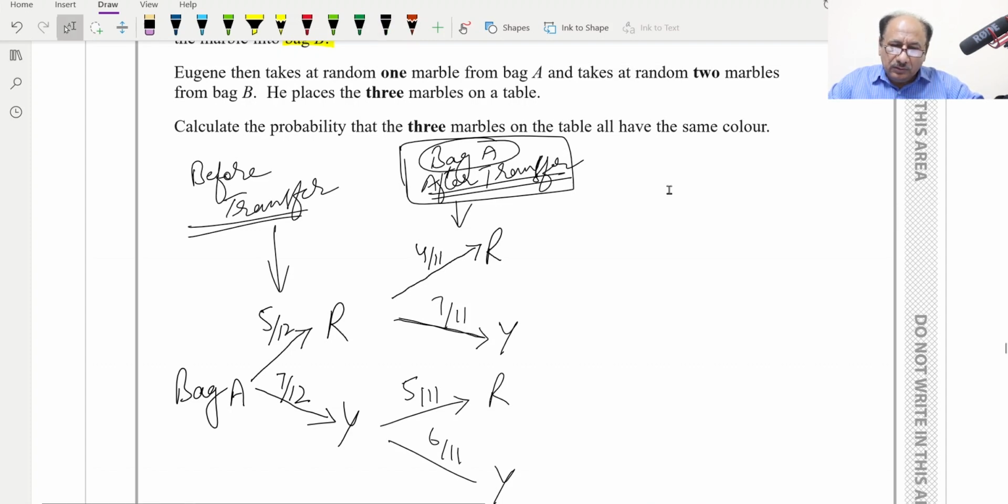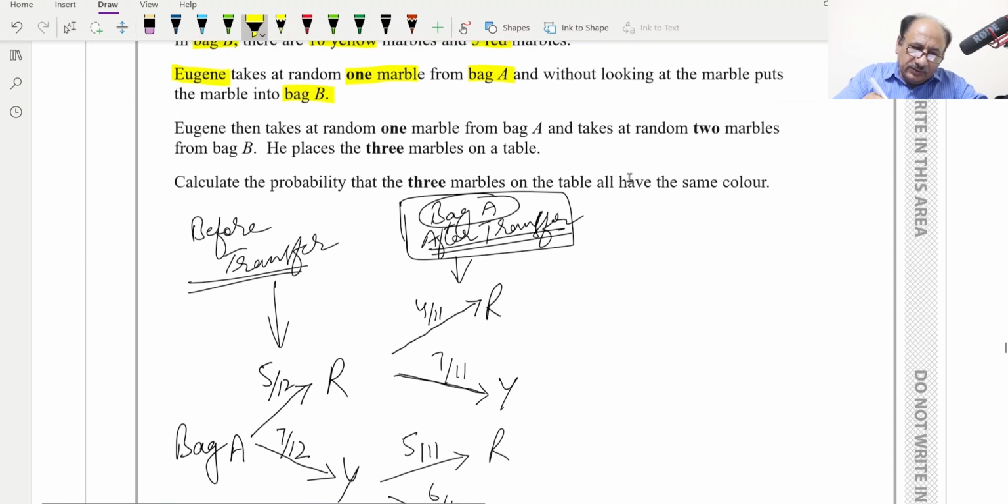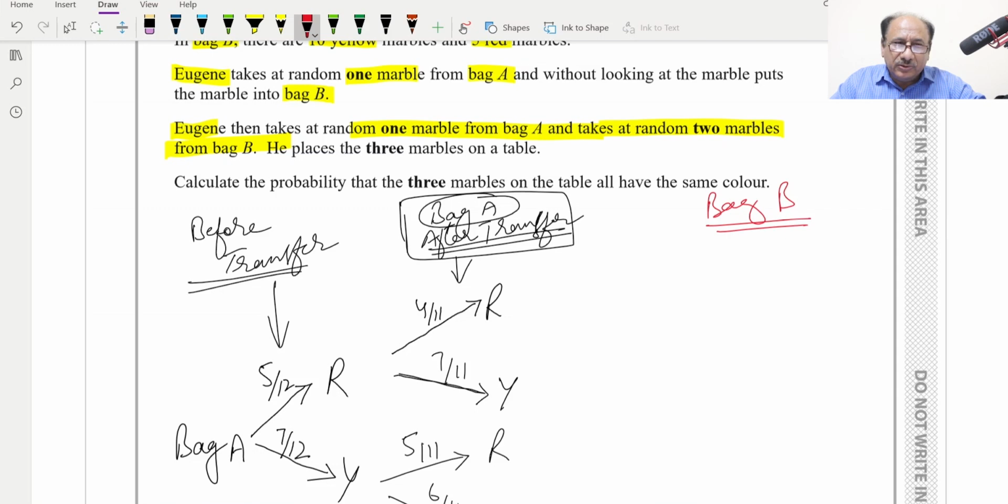Now, in the next portion they are saying the same person then takes at random one marble from A and takes at random two marbles from B. Now for bag B we can write here bag B, and bag B can have two possibilities. Like they are saying, if we go ahead with the question, he places the three marbles on the table. Calculate the probability that the three marbles on the table all have the same color. So same color probability will be what?